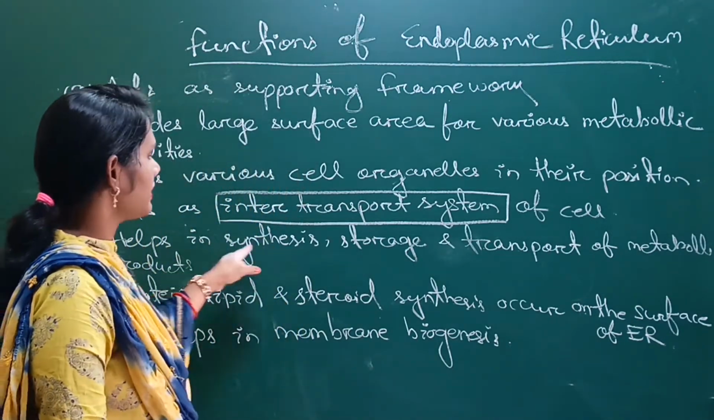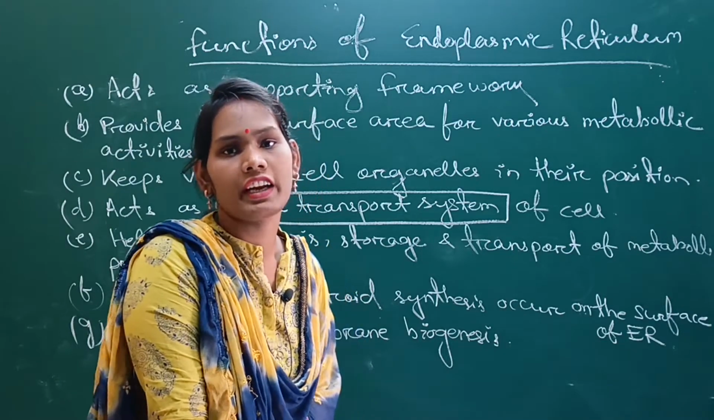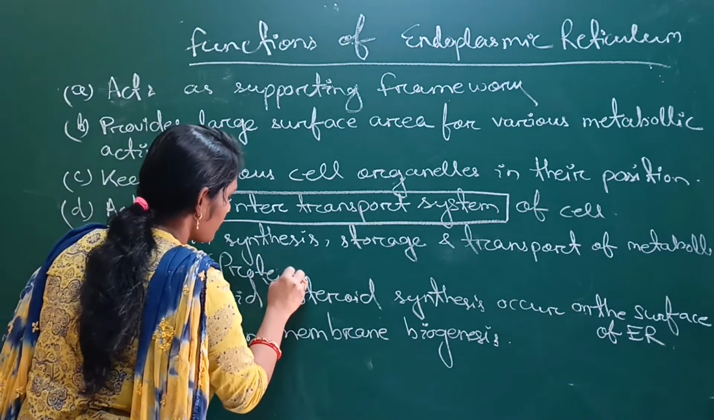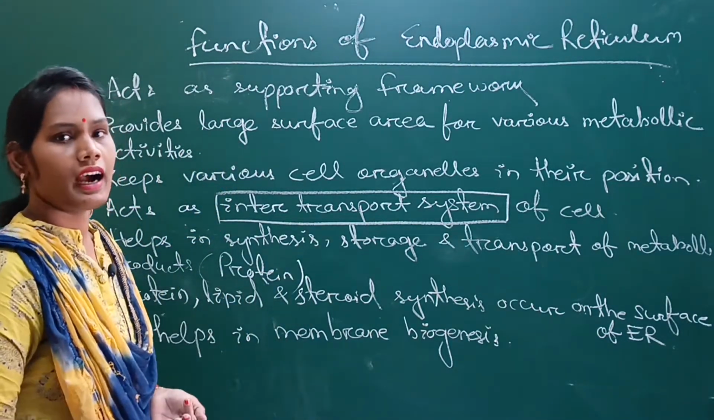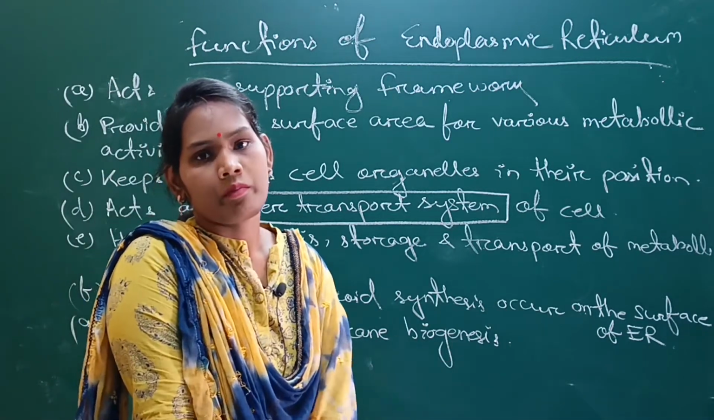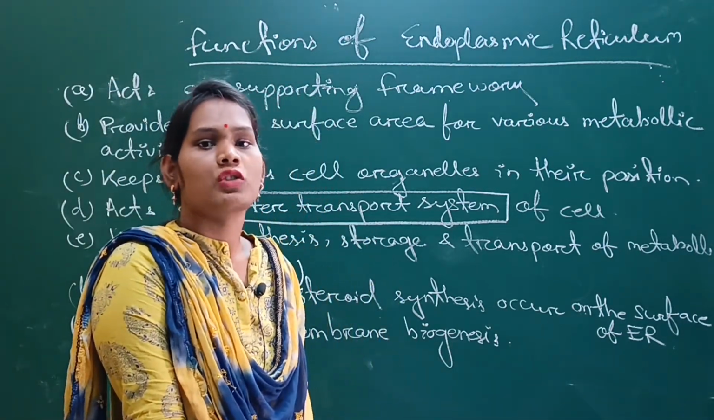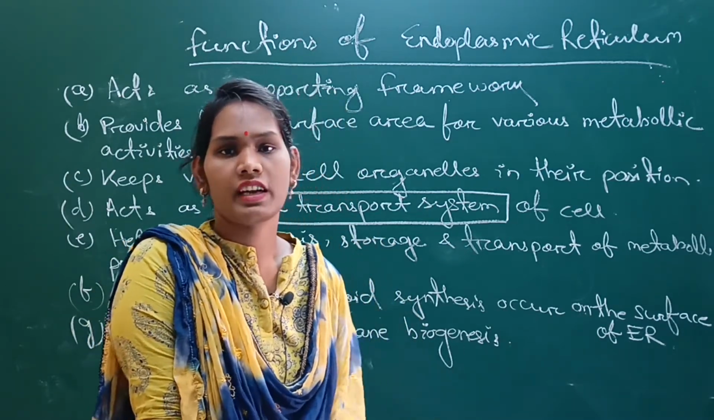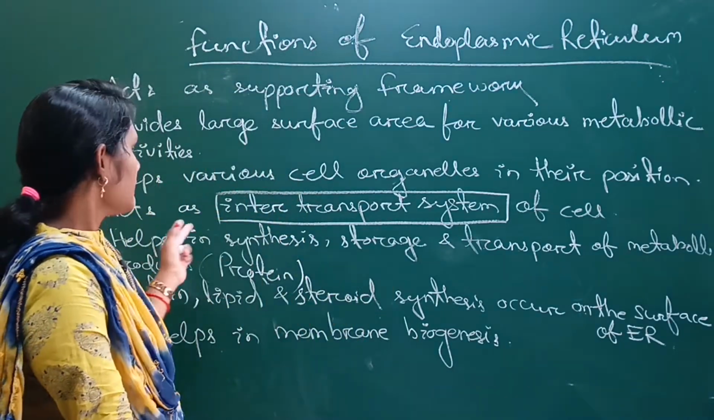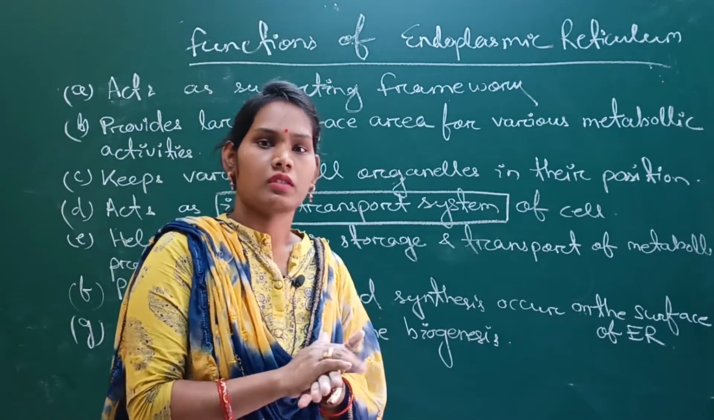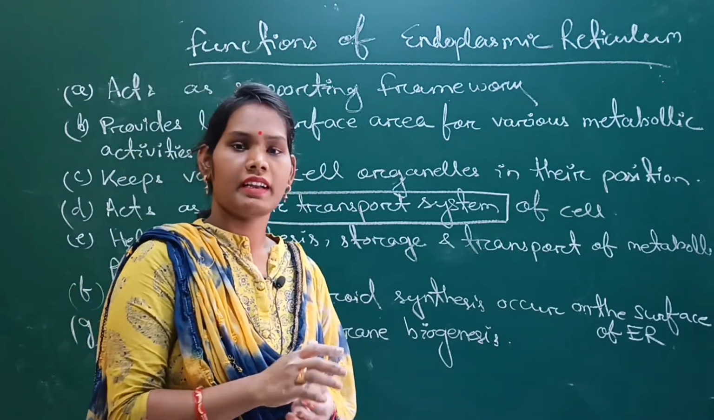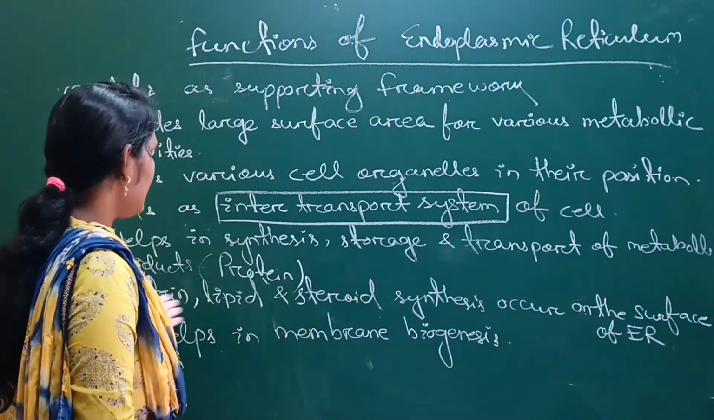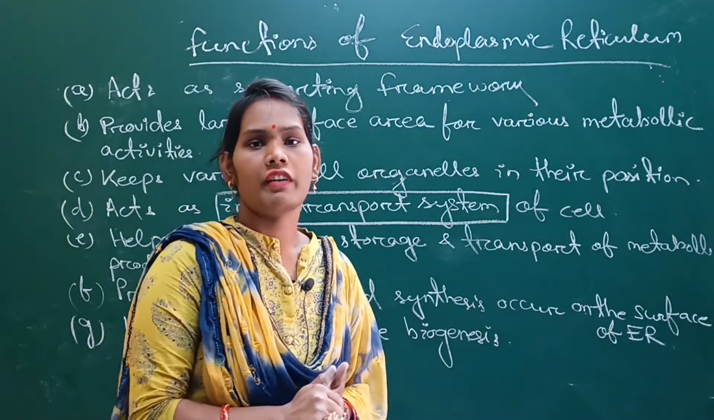Next, it helps in synthesis, storage and transport of metabolic products, especially proteins. Lipids and steroids are also synthesized, but especially proteins are synthesized, because in the rough endoplasmic reticulum ribosomes are present, and the ribosome is the factory of protein synthesis. Ribosomes prepare proteins, so synthesis, storage and transport occur. Somewhat of lipids and steroids can also be synthesized.